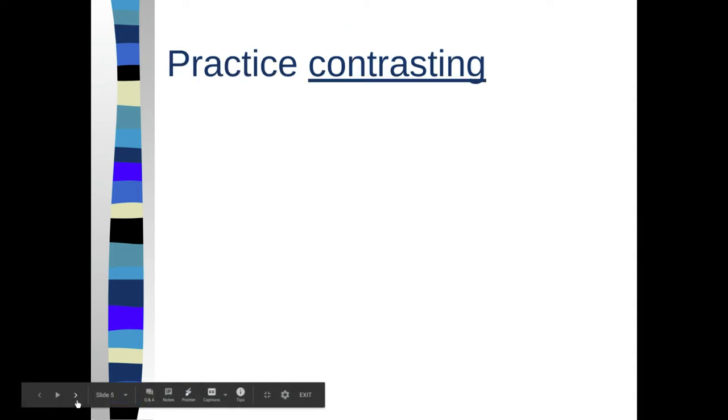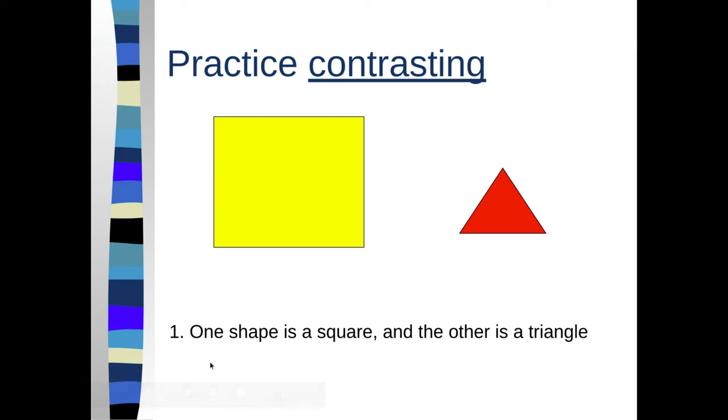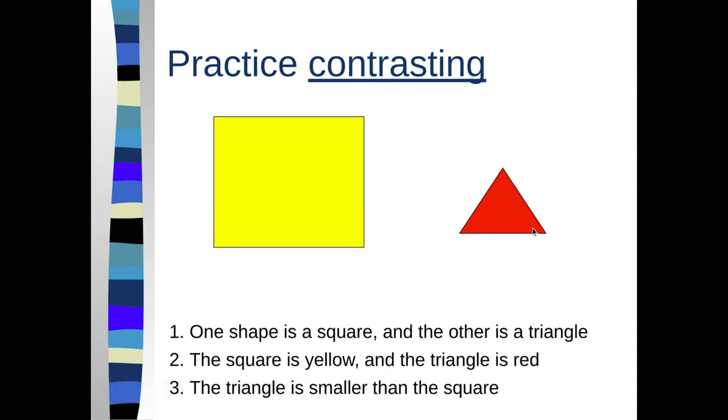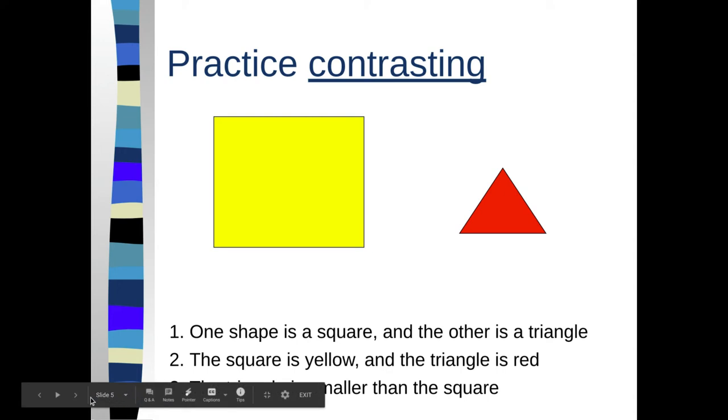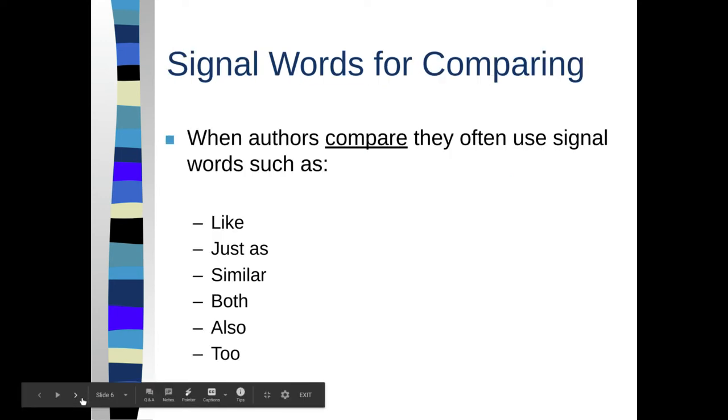Let's practice contrasting. Take a look at these two figures. One shape is a square and the other is a triangle. The square is yellow, the triangle is red. And you can see here that the triangle is smaller than the square. Remember, to contrast means to look at differences and how they are not the same or not alike.